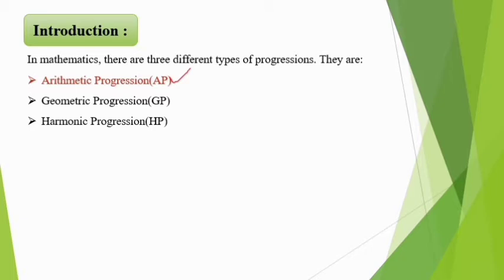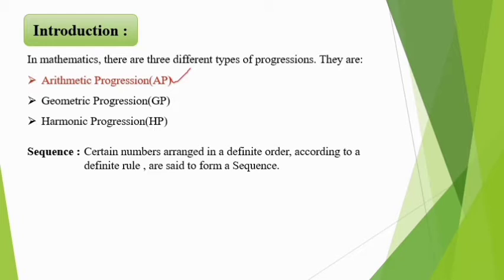Okay, so before we start the topic arithmetic progression, we just have a look at some important definitions. Our first definition is sequence. What is a sequence? Certain numbers arranged in a definite order according to a definite rule are said to form a sequence. Means in one sentence, a sequence is an ordered list of numbers.